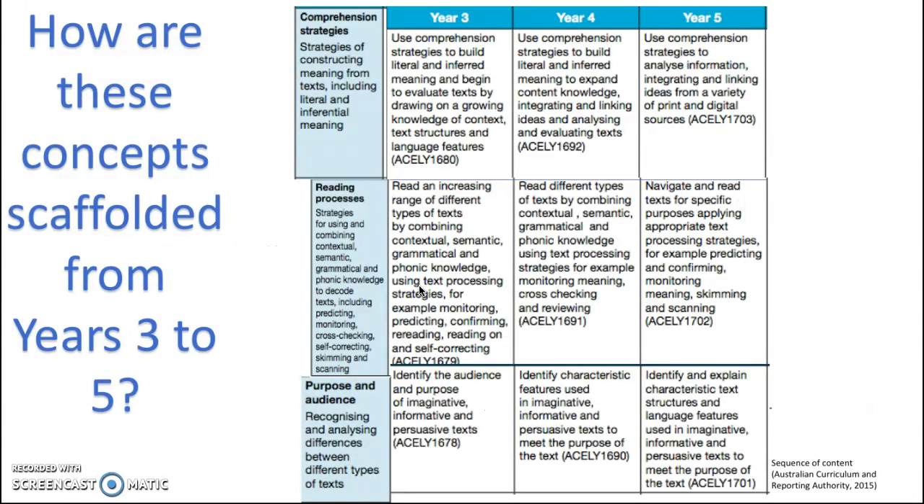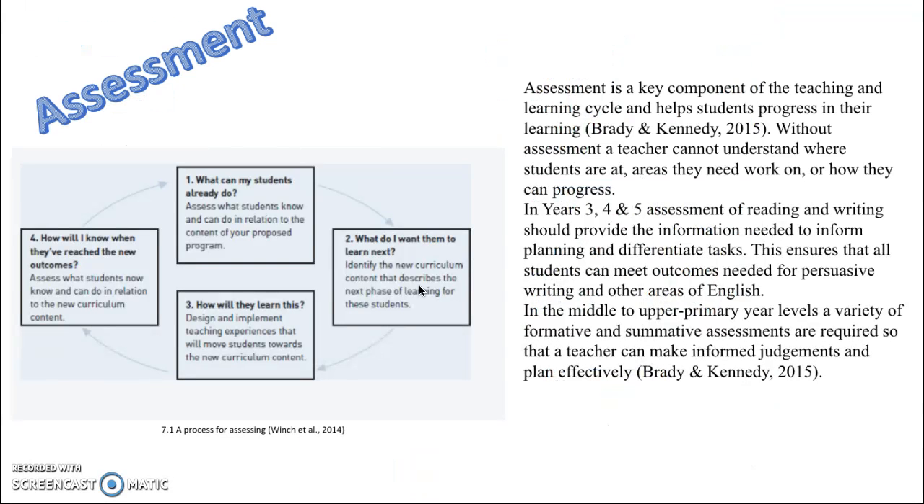Moss 2014 emphasises that the English learning area in the Australian curriculum is always building on skills and uses a continuity of learning approach. From years 3 to 5, students build on their knowledge in understanding text purposes, comprehension skills, and reading processes. The scope and sequence for English demonstrates how the curriculum builds on knowledge every year and increases complexity of skills. Assessment is a key component of the teaching and learning cycle and helps students progress in their learning.